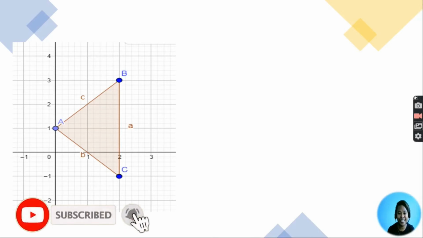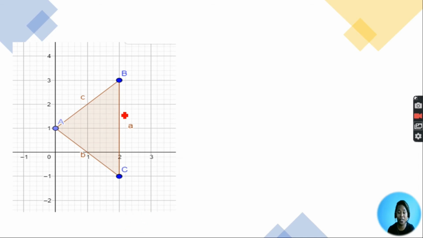So to prove that this triangle is a right isosceles triangle, we're going to use the Pythagorean theorem. So our lengths are AB, 2 square root of 2, AC, 2 square root of 2, and BC is equal to 4. So in this case, we can say that the longest side is BC. So we're going to use the Pythagorean theorem.